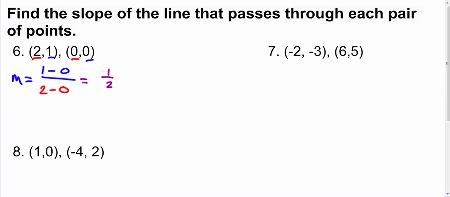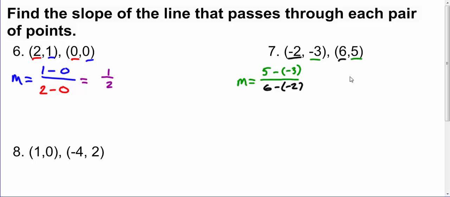Let's take a look at another one. -2, -3, and 6, 5. We're going to use the same formula. So I'm going to do m equals, and I'll go with 5 minus -3, divided by 6 minus -2.